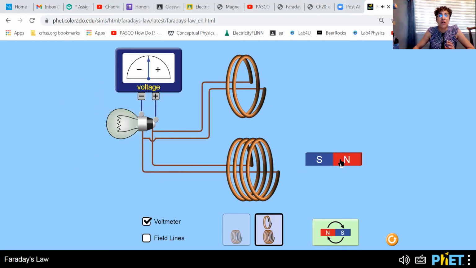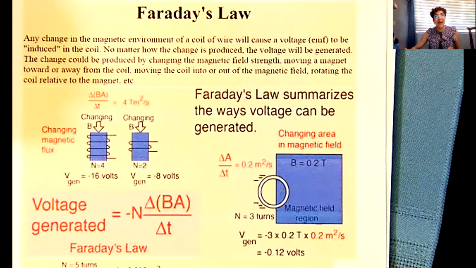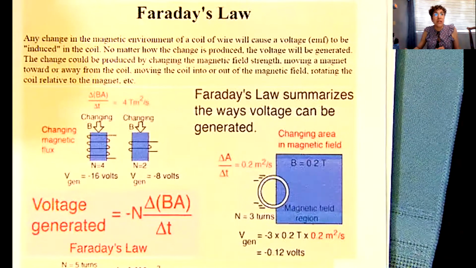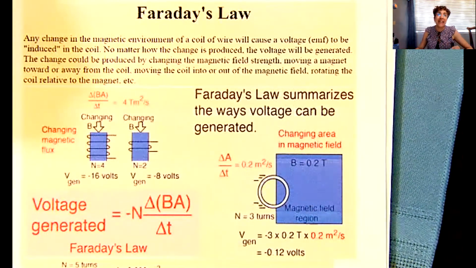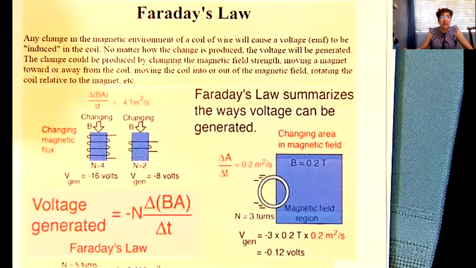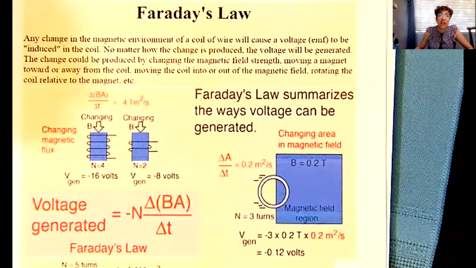This is because of Faraday's law. Let me switch over to the table so you can see the equation. I draw your attention to a handout that I provided. What is Faraday's law? Faraday's law says any change in the magnetic environment of a coil of wire will cause a voltage, or an EMF, to be induced in the coil. If you have the voltage induced in the coil, you're going to get a current induced as well. No matter how the change is produced, the voltage will be generated. The change could be from changing the magnetic field strength, or moving a magnet toward or away from the coil.